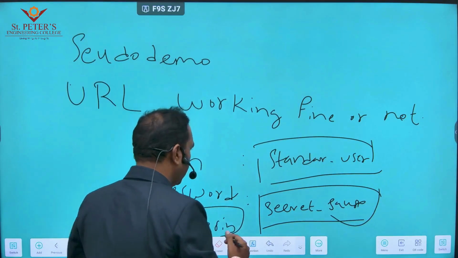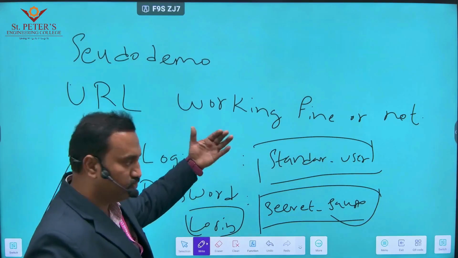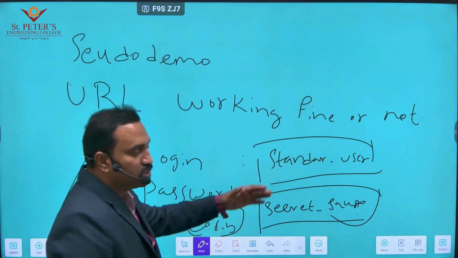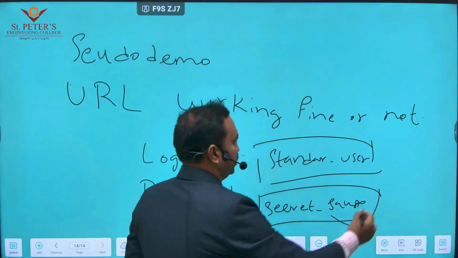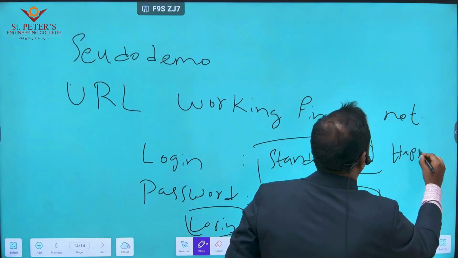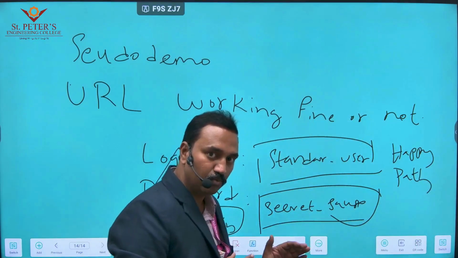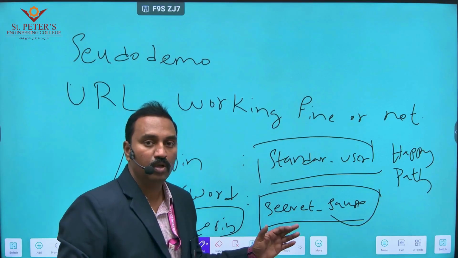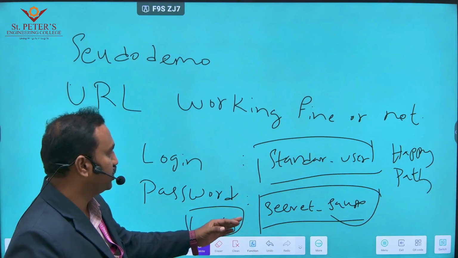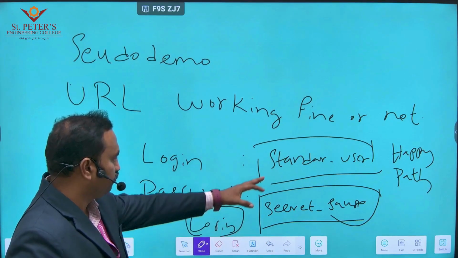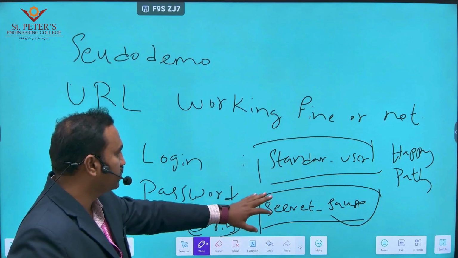After this, it will open the next module. So this is called happy path testing. Happy path means you are testing the positive scenario of this application, to see whether it is working fine or not.